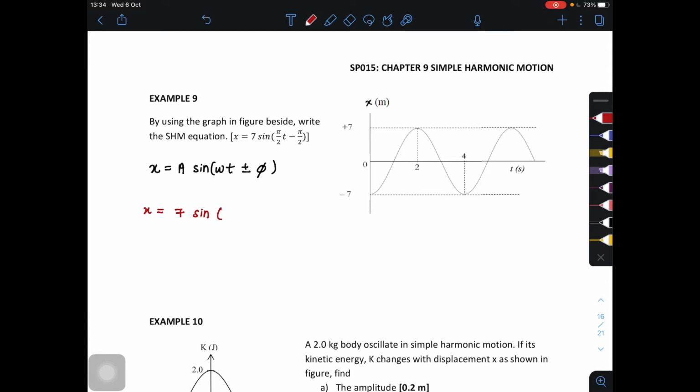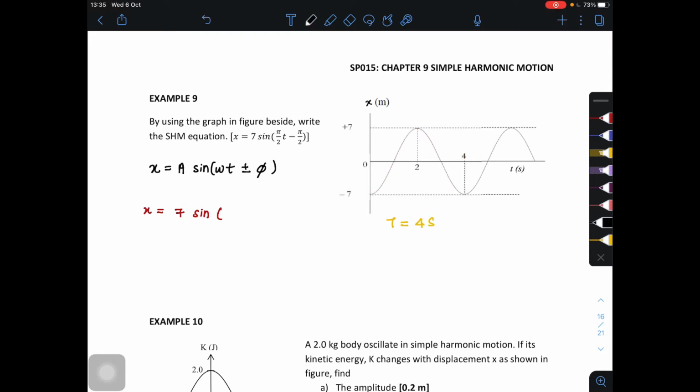So we need to include the value for omega. So daripada graph ni kita boleh dapat value for T. We can get the value for period, di mana one complete cycle. So start daripada sini and then dia kembali ke tempat yang sama. Kat sini adalah one complete cycle, meaning that 4 second is the value for period.